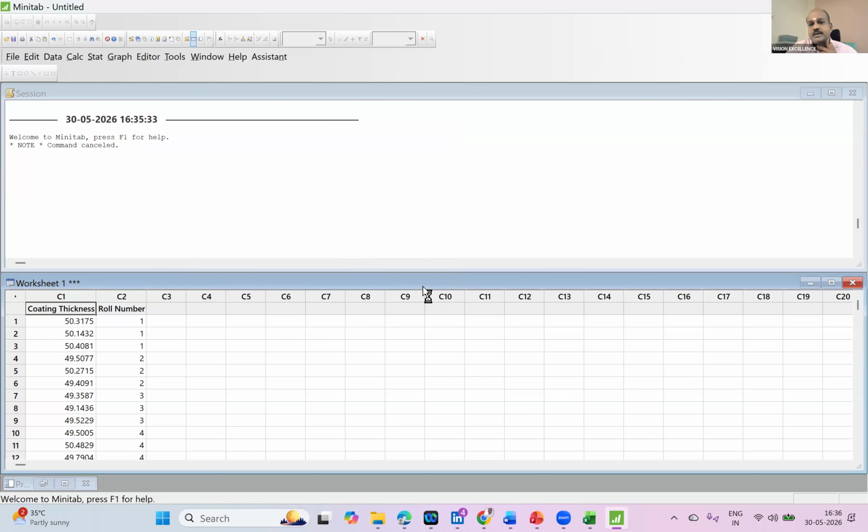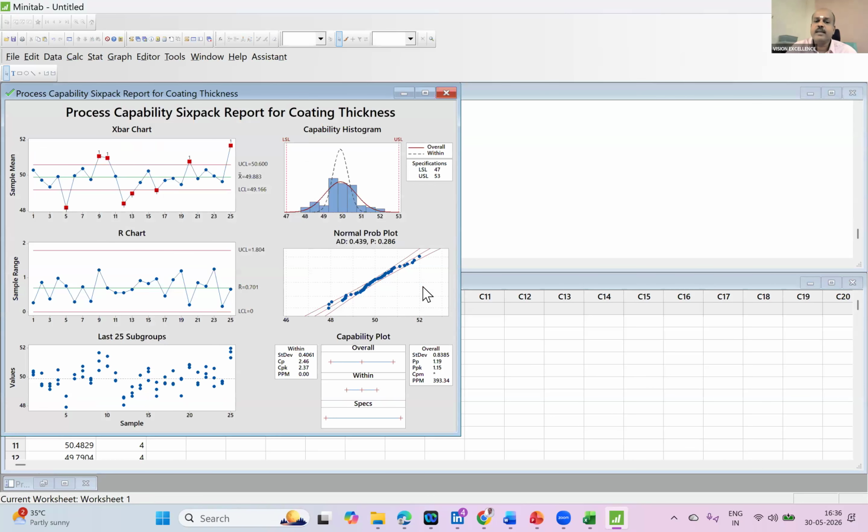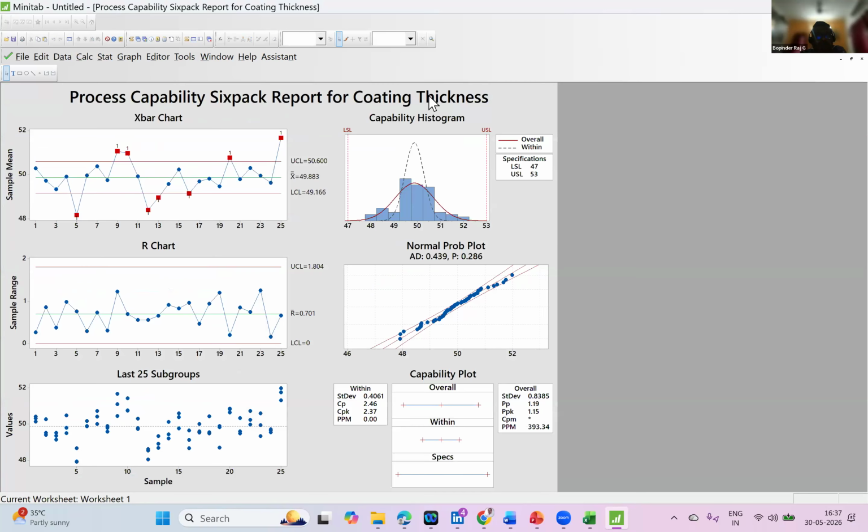Now Minitab will manage the show for me and it will throw the graphs. Are you seeing the graph, all of you? Now, all I want you to understand is, first look at the CP value. 2.46, is it similar to the value we got? We also got 2.46. Do you remember? Yes. CPK 2.37. But PP 1.19, PPK 1.15.